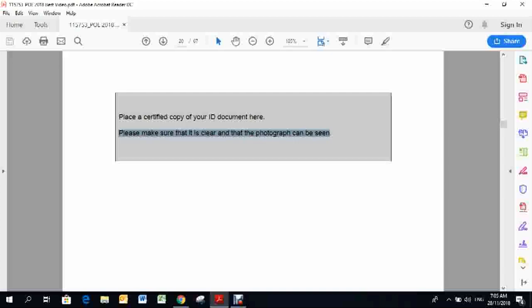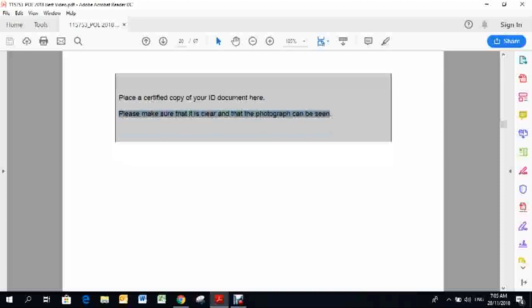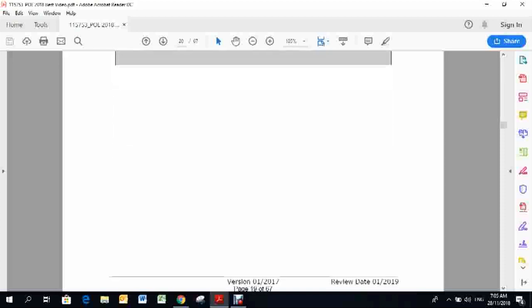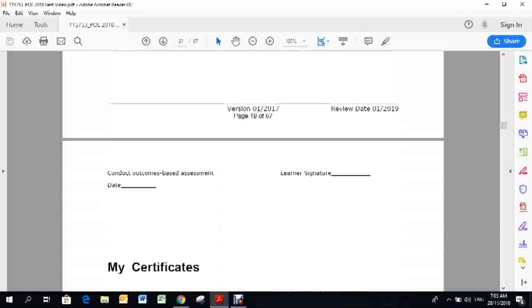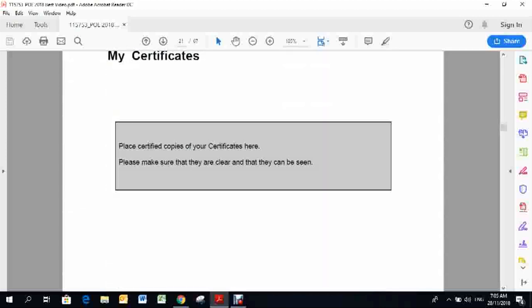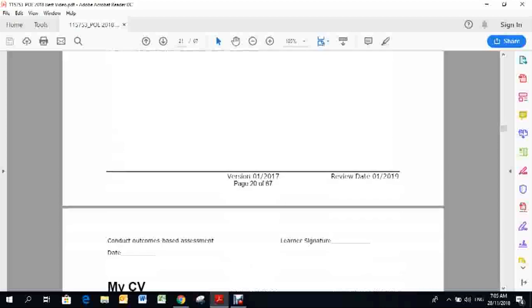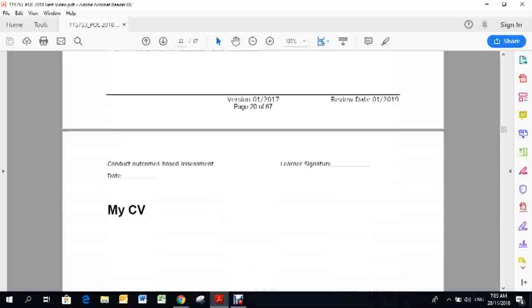So this applies to the certificate, your CV, your ID book, or any other document that you may attach in this portfolio. Right, so you do a copy, certify it, and attach it to the file. We carry on to page 20, where you also do the same with the certificates. They should be clear and certified.